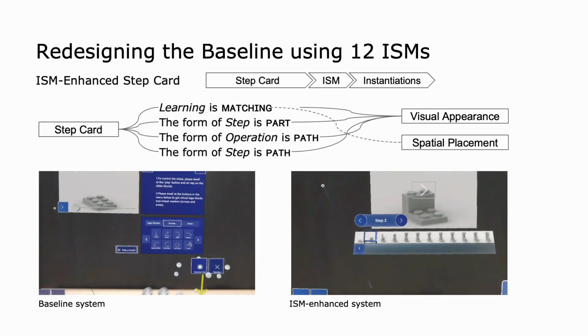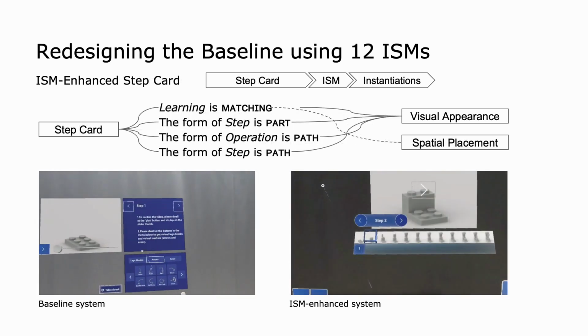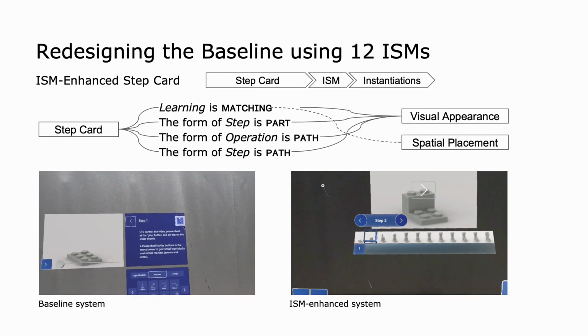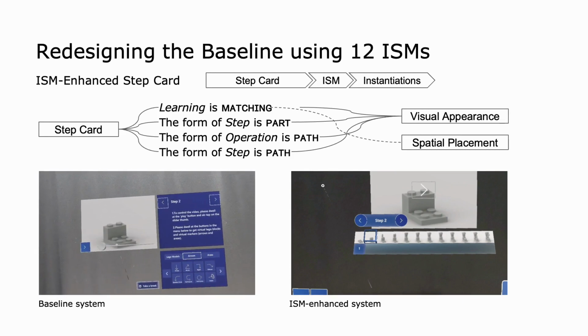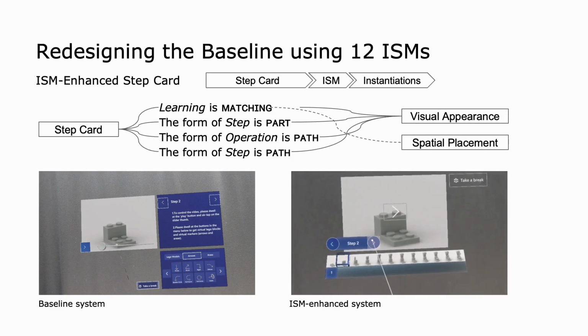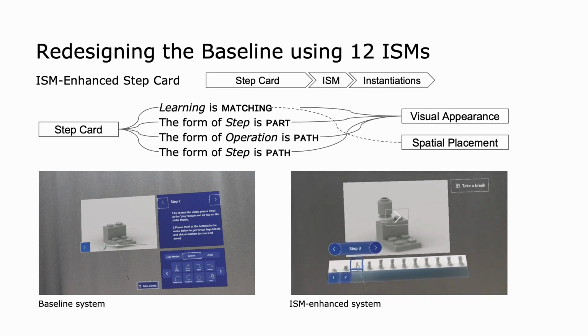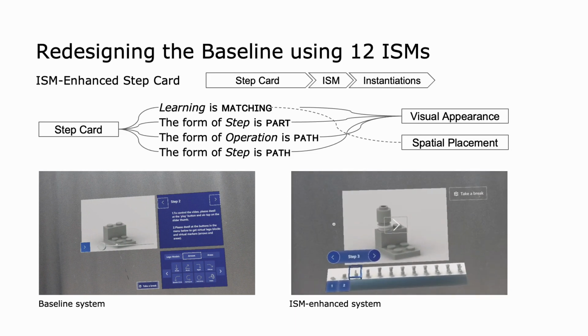The step card in the baseline system consists of a Go Back button, a Go Next button, and a text indication of the current step. Based on 4 relevant ISMs, we redesigned the visual appearance of the step card to be a segmented path and spatially align it directly underneath the video playback slider to enable spatial correspondence.